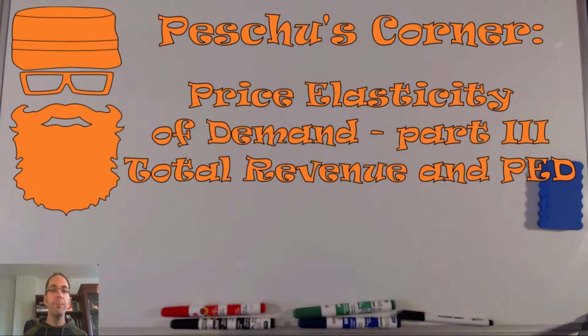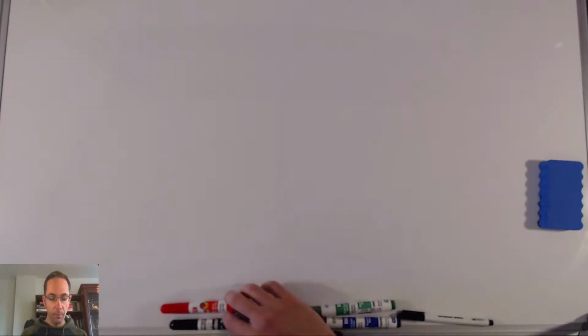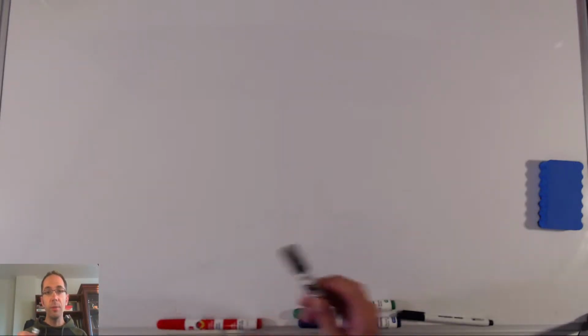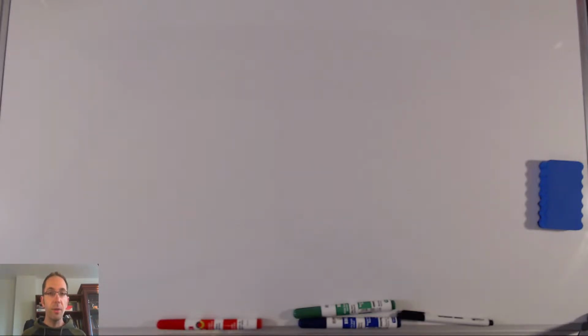Welcome to my channel. Today I want to show you one of the more practical applications of price elasticity of demand, and this will be the relationship between total revenue and price elasticity of demand. To do this, we'll first have to define total revenue. And total revenue is the income that a firm earns for the sale of its product.